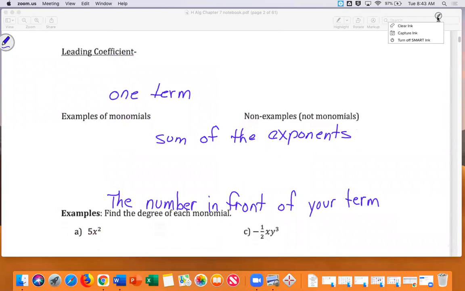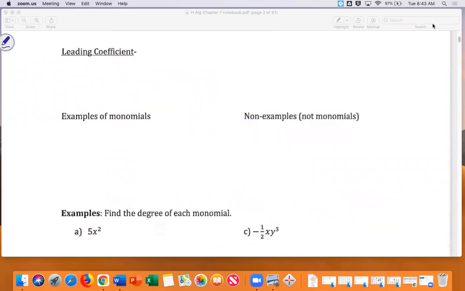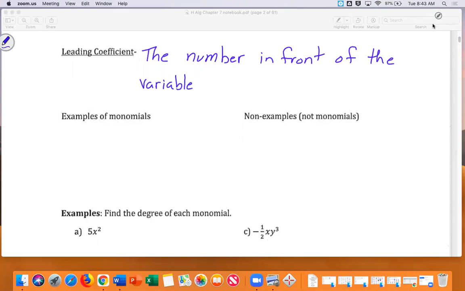Leading coefficient. This is the number in front of the variable with the largest degree, or for you adding exponent.